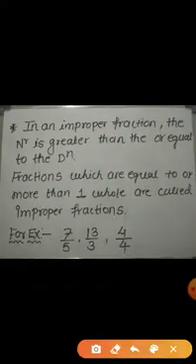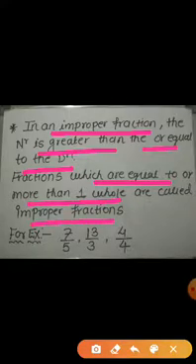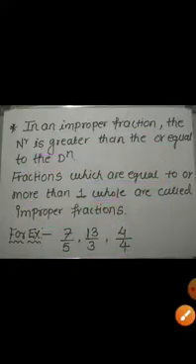Now what do you mean by improper fraction? In an improper fraction, numerator is greater than or equal to the denominator. Fractions which are equal to or more than one whole are called as improper fractions. For example, the fractions 7 by 5, 13 by 3, 4 by 4 are the improper fractions. Improper fraction can also be written as mixed numeral.